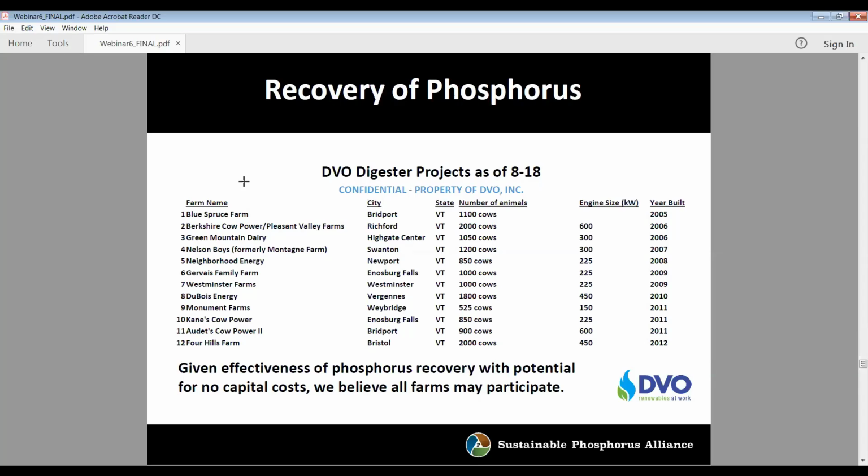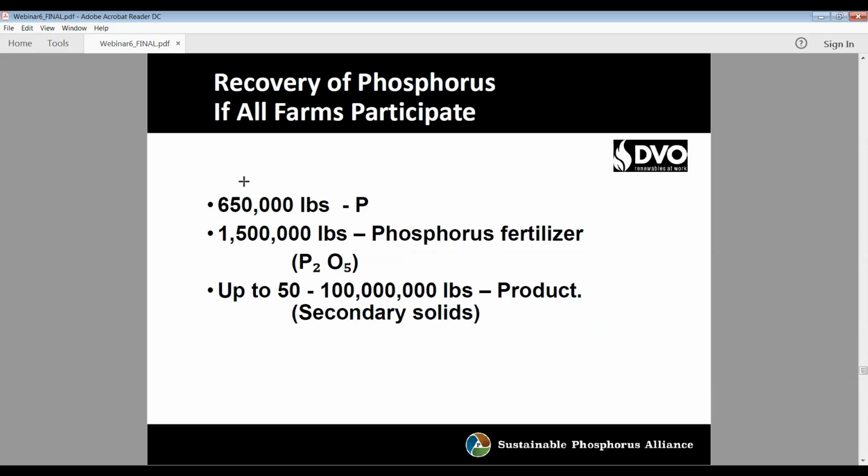Right, and we believe, or we hope, that given the effectiveness of phosphorus recovery, and we do have a potential for very little capital cost, we believe that farms will participate. If that occurs, we are looking at the potential capture of as much as 650,000 pounds of phosphorus annually, which is equivalent to about 1.5 million pounds of P2O5 phosphorus fertilizer.